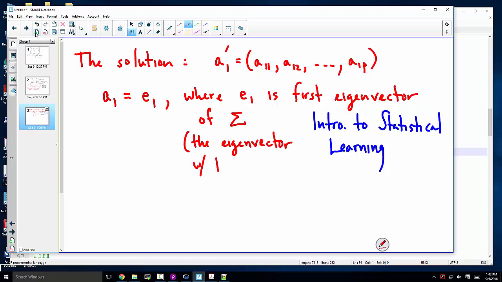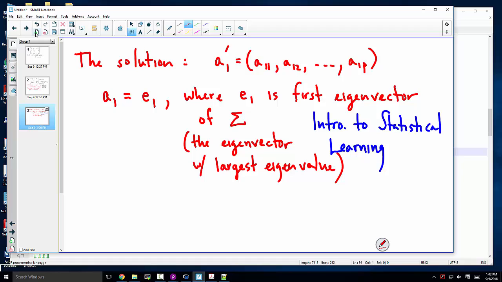Eigenvector with the largest eigenvalue. So if you take a square symmetric matrix like capital sigma, it's an easy calculation for a computer to give you back eigenvalues and eigenvectors, and it gives it back to you ordered by the eigenvalues. The first one it shows you is the first eigenvector because it had the biggest eigenvalue. What is eigenvalue? Let me tie that together here.